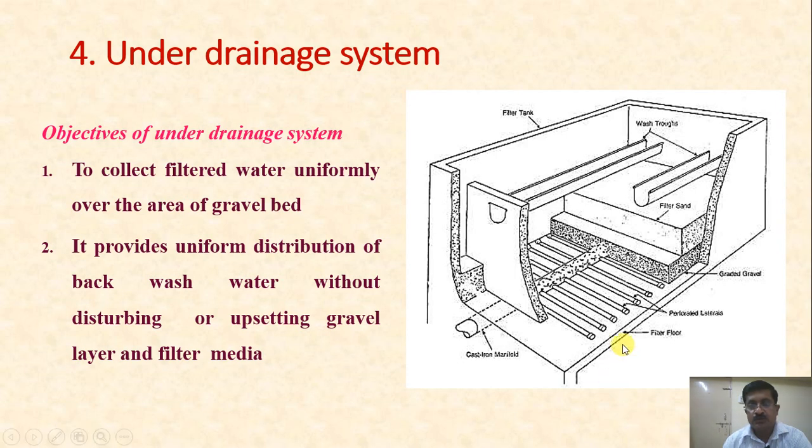So by using the same arrangement, again wash water, you can say backwash water, is supplied to these layers, and as the perforated pipes are there, it will not disturb these particular layers, but it will wash this layer. And this wash water, which is dirty, muddy water, is collected in the wash trough and is removed. So that process also we are going to see.